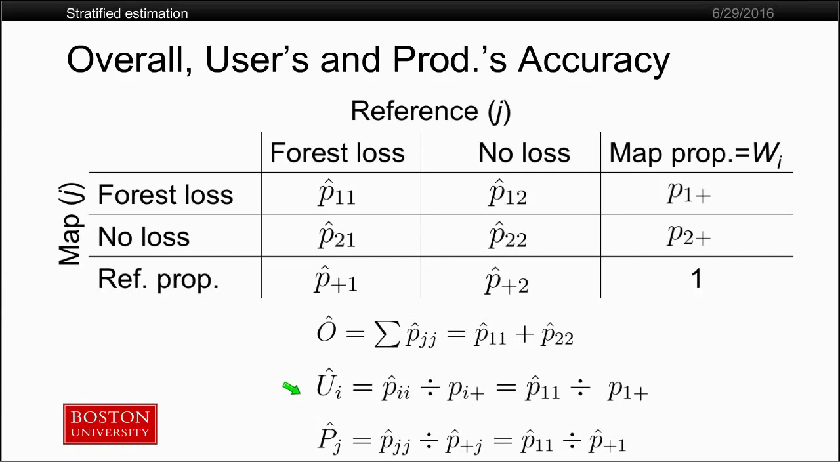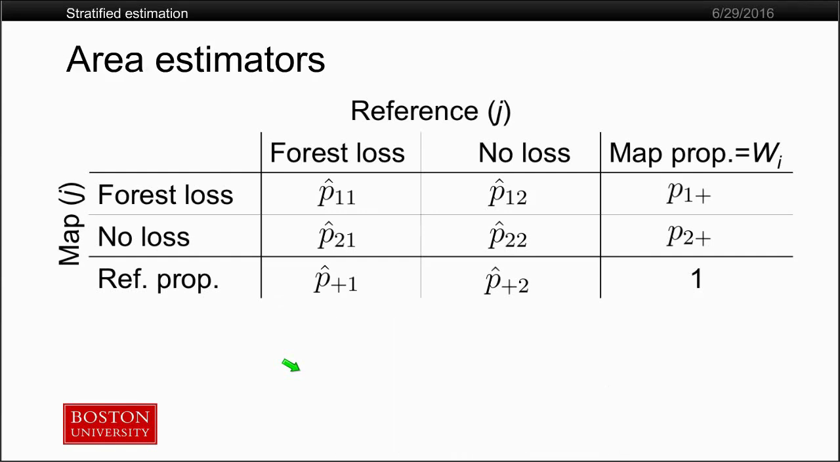And then we have the producer's accuracy, which would be this guy divided by the area proportion according to the reference data. So this would be 1 minus the omission error. Right? The complements of omission and commission errors, users and producers accuracy. And in this particular case, if we have a map of forest loss and everything else, these two will be fine.